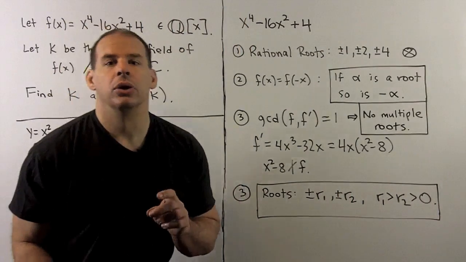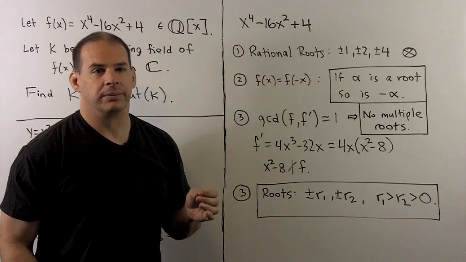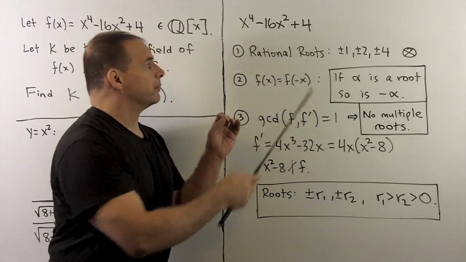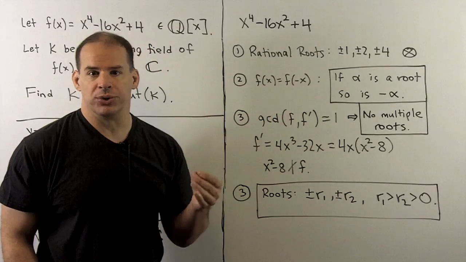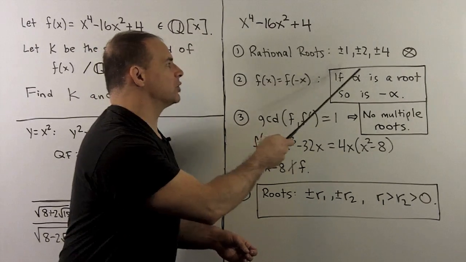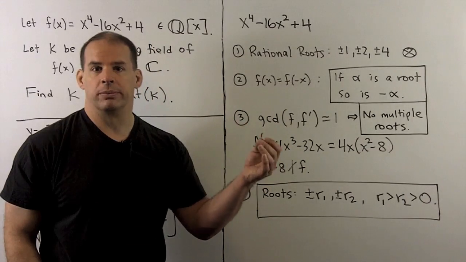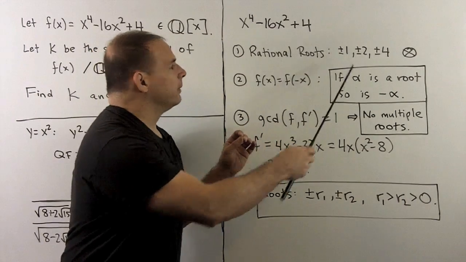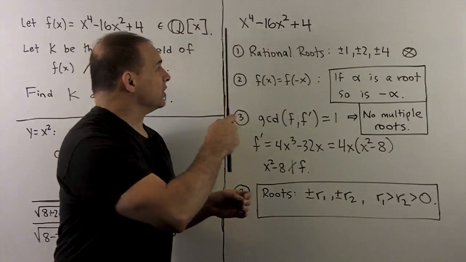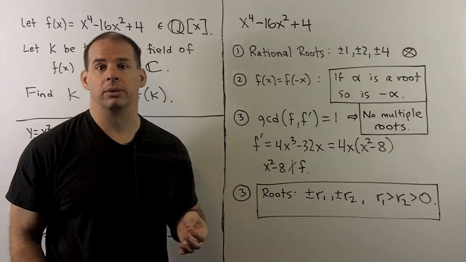Now, rather than jump into that, let's run through some items that we have in our checklist. So I have a polynomial with rational coefficients. First thing we check, rational roots test. So in this case, possible rational roots are going to be plus minus 1, plus minus 2, plus minus 4. And if we check all of those, none of them are going to be roots. So we've ruled out any rational roots in this case. Now, that doesn't mean that this polynomial is irreducible, because it can factor into a pair of quadratics that are irreducible.